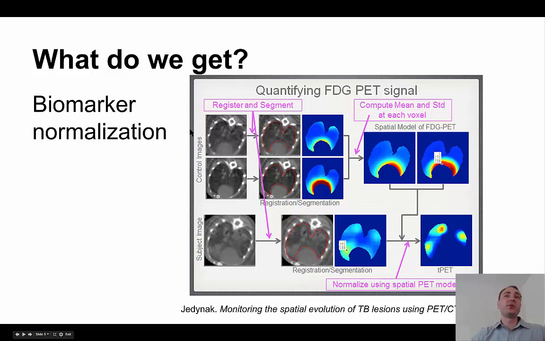We can see that in a control mouse, the intensity is going to be higher near the heart, and that there's going to be quite a bit of variability near the heart. What that means is that if we end up getting signal near the heart, we end up having to have a whole lot more signal to be sure that there's a granuloma there. So this variance is used in a normalization procedure, and what we end up getting out of it, you can see down here in a subject image, granulomas.